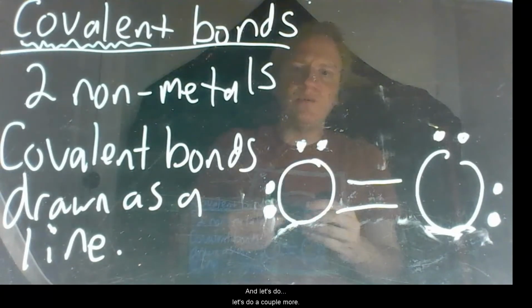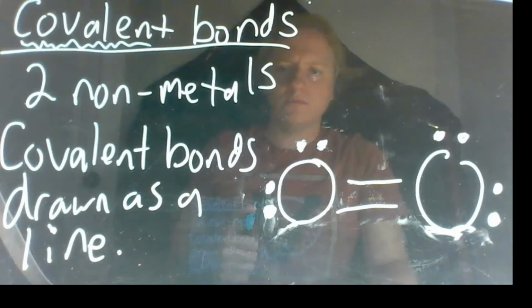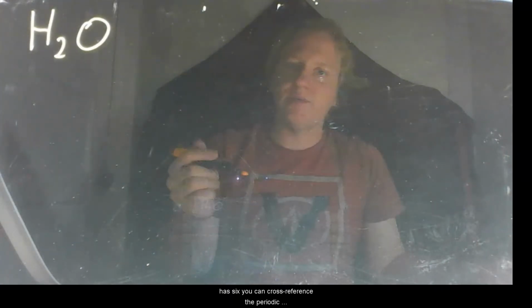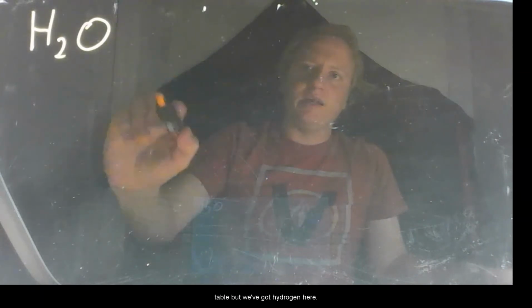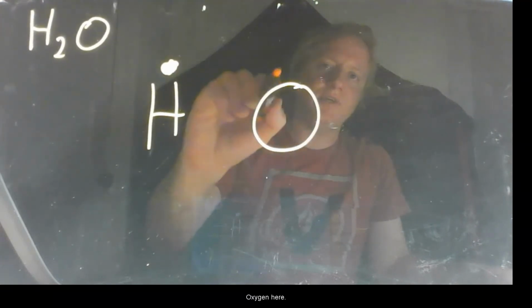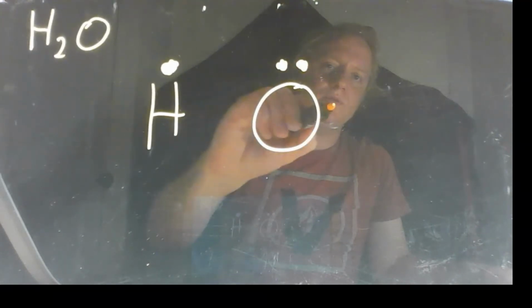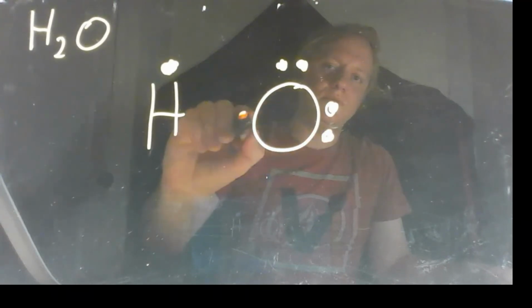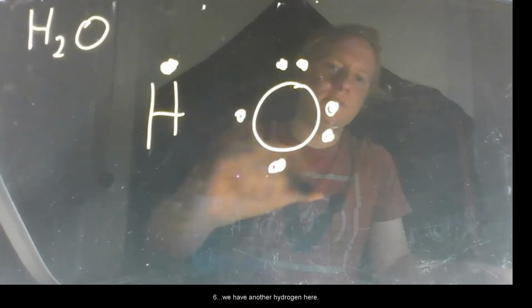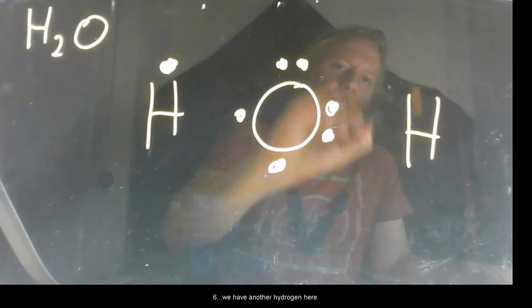And let's do a couple more. Ubiquitous molecule, we'll do H2O. You probably remember hydrogen has 1 valence electron and oxygen has 6. You can cross-reference the periodic table, but we've got hydrogen here. It's 1 electron. We've got oxygen here. 1, 2, 3, 4, 5, 6, and we have another hydrogen here. It's 1 electron.